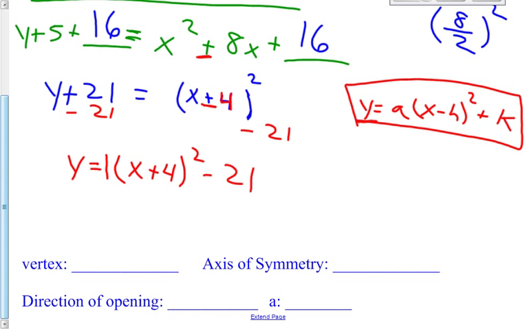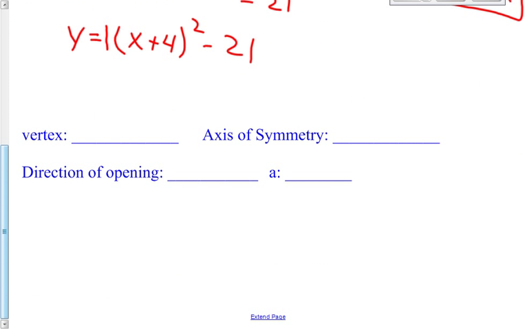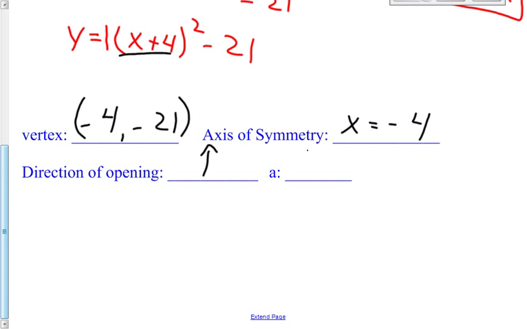These ones I don't have to graph. Just tell me the vertex, the axis of symmetry, and the direction of opening. So my vertex, opposite of this, negative 4, negative 21. My axis of symmetry is going to be x equals whatever the x coordinate is, which is a negative 4. X equals negative 4. My direction of opening is going to be up because my a value is a positive 1.